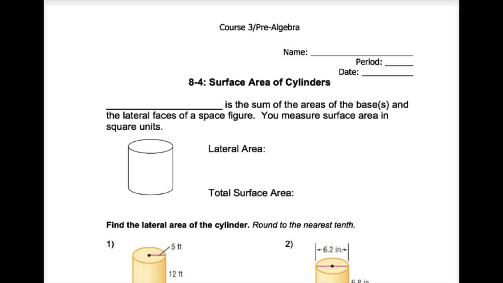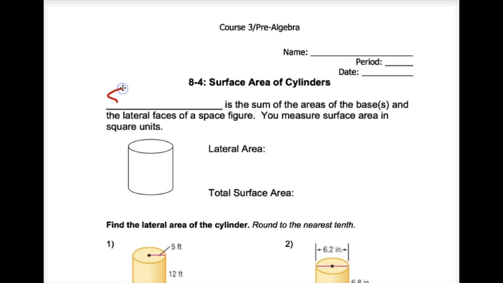So this thing right here, here's all the cylinder is. We're going to do surface area of the cylinder. And we're going to do two different things. We're going to do surface area and we're going to do lateral area. Did we talk about lateral area last year? You ever heard of lateral area? Probably. Okay, well, we'll talk about it. All right, here we go.